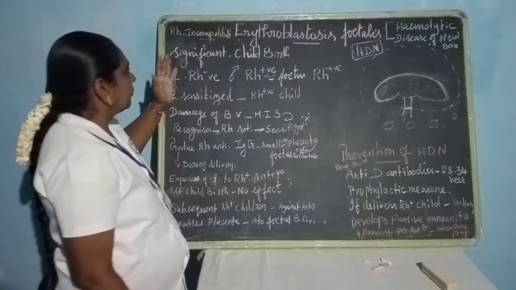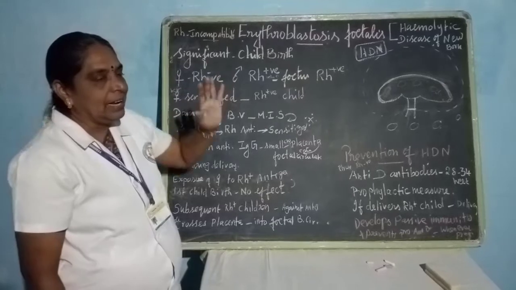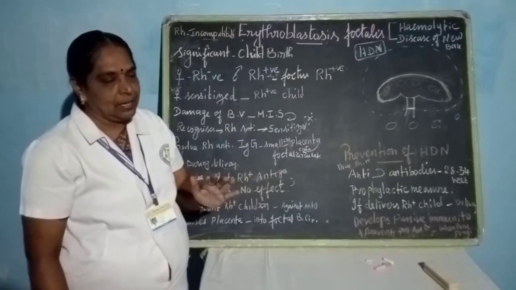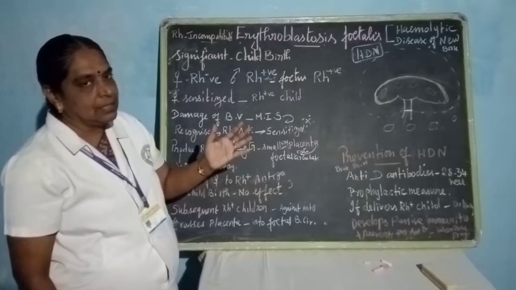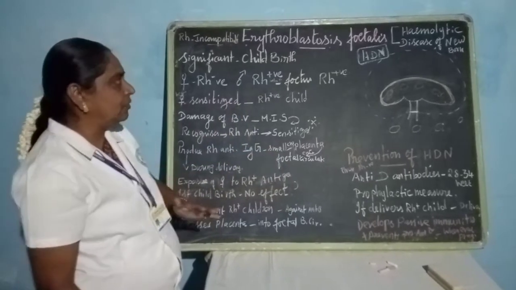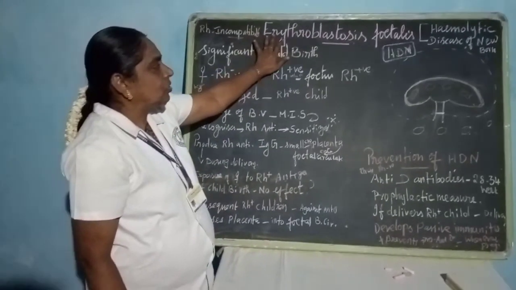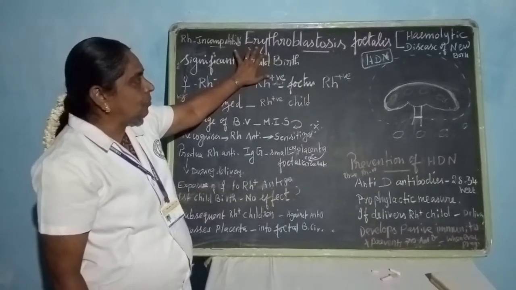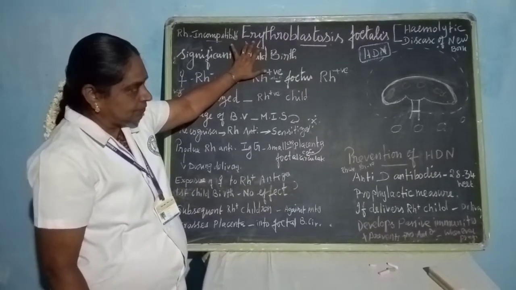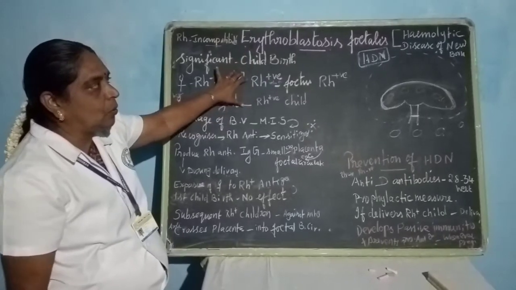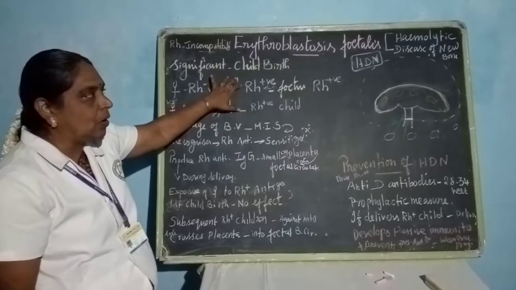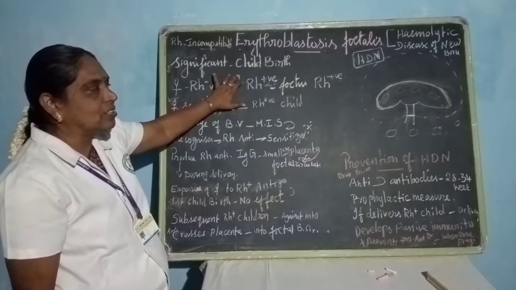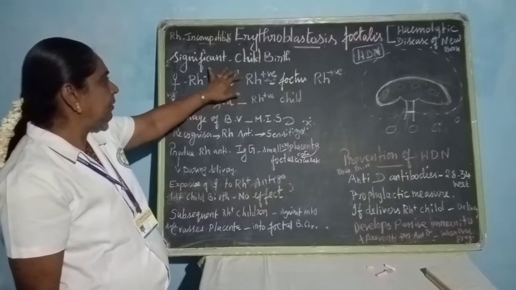Now, if there is any incompatibility between RH positive and RH negative, erythroblastosis fetalis occurs. What is erythroblastosis fetalis? It is otherwise called hemolytic disease of the newborn, HD. Shortly it is called HDN.